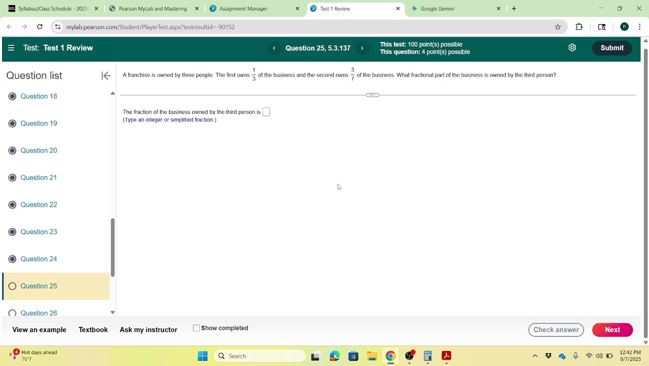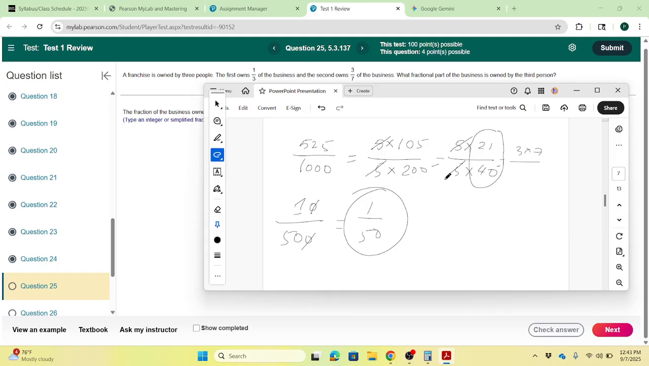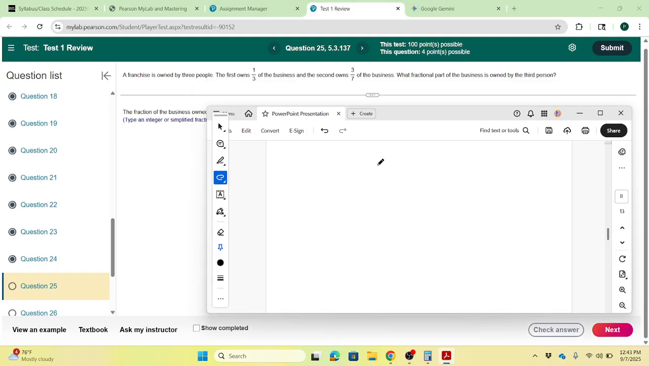This is question number 25. A franchise is owned by 3 people. The first owns 1/3, the second owns 3/7. And what fraction of the business is owned by the third person? So the total is 1. So from 1, you have to subtract this 1/3 and 3/7.